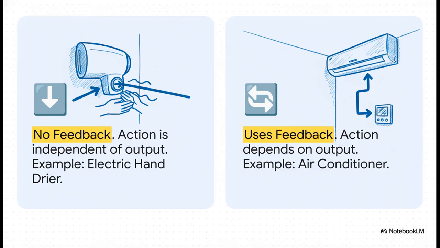And really, the huge difference between these two boils down to one single crucial word: feedback. An open-loop system, like that hand dryer on the left, is a total one-way street. It acts, but it never ever checks the results. But a closed-loop system is way smarter, because it's in this constant conversation with itself, always checking the output and adjusting what it's doing.